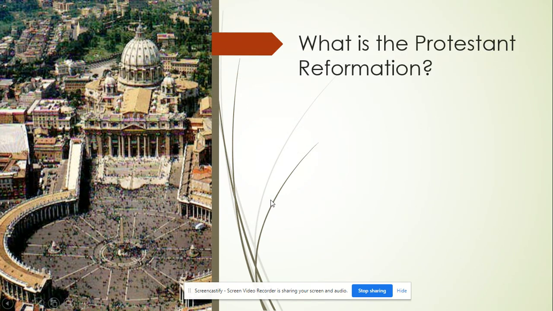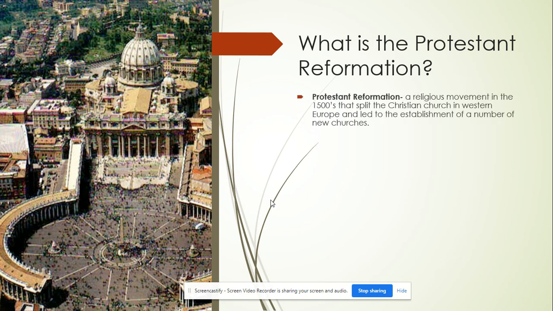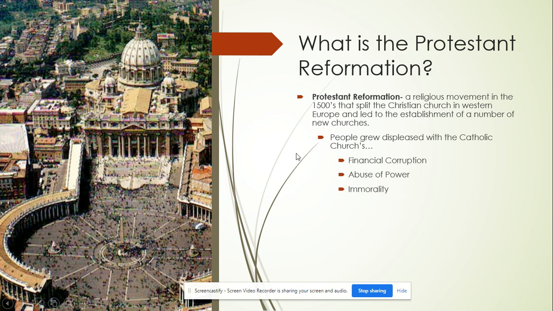So, what is the Protestant Reformation? I think most of you probably remember this from world history. It's not something we spend a lot of time on in ninth grade, but it is something that is mentioned. It's a religious movement in the 1500s that split the Christian church in Western Europe and led to the establishment of a number of new churches, which, I think you pretty much know. So why does this happen? Well, the Catholic Church, by the time we get to the early 16th century, has a lot of problems, at least as far as the Protestant reformers are concerned.